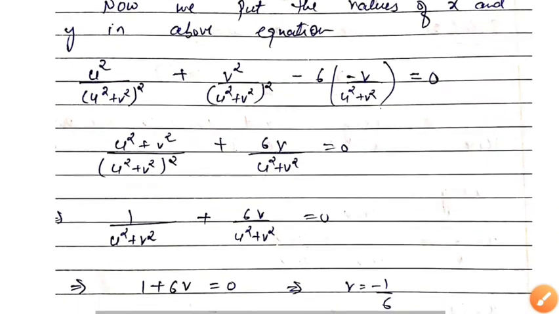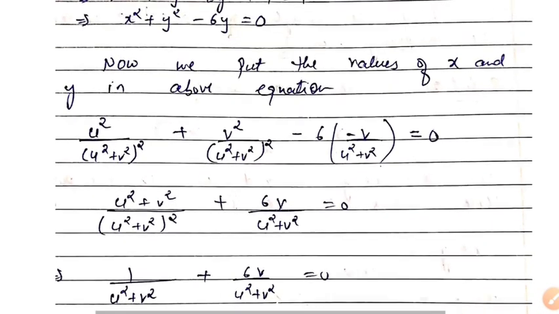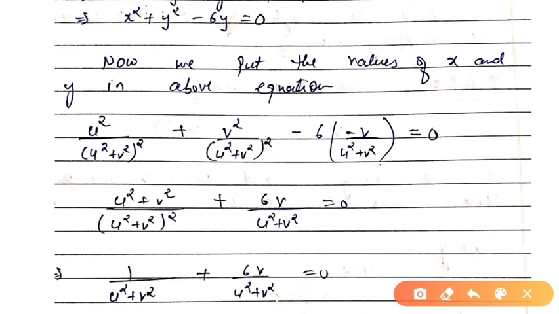Now we will put the values of x and y in this equation, which we have obtained just now after comparing real and imaginary parts. The value of x was u upon u square plus v square, so I am taking the whole square. Again I am putting the value of y over here. Minus 6 will be as it is, and again I am putting the value of y. Now this minus and this minus will become plus, right? In this step the denominator is the same, so we can add the numerators.